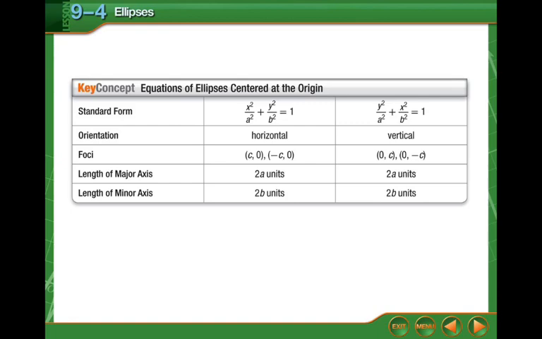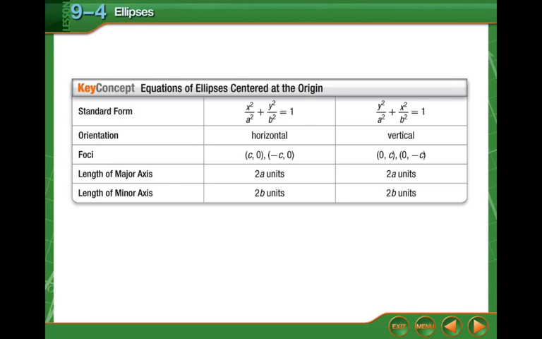So here are the base equations for ellipses, and these are when they are centered at the origin. So you have horizontal and vertical orientations. For horizontal, the focus is at (c, 0) or (-c, 0), it's both of them. The length of the major axis is 2a. The length of the minor axis is 2b. So major is the longer axis. The minor is the shorter axis.